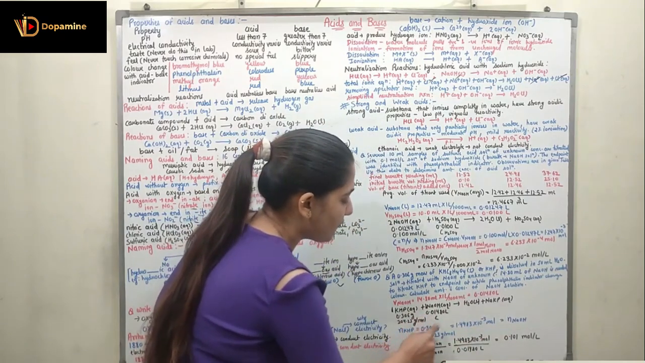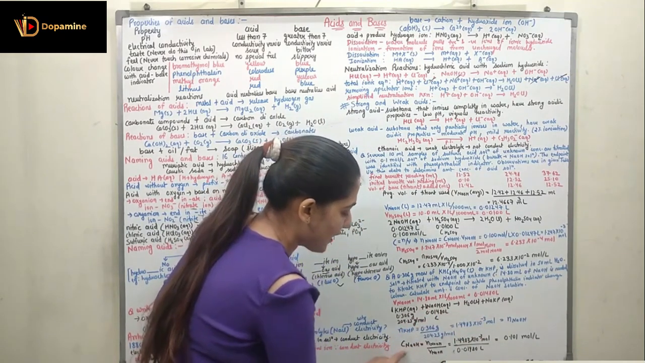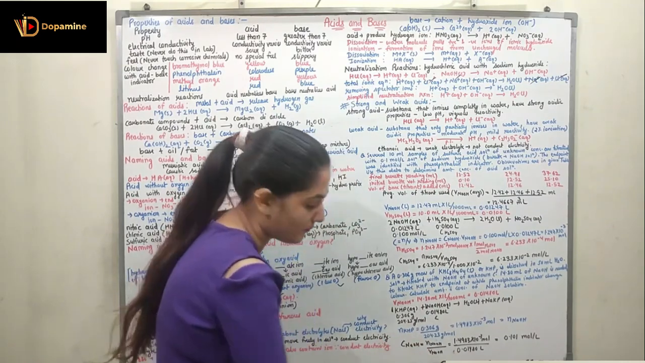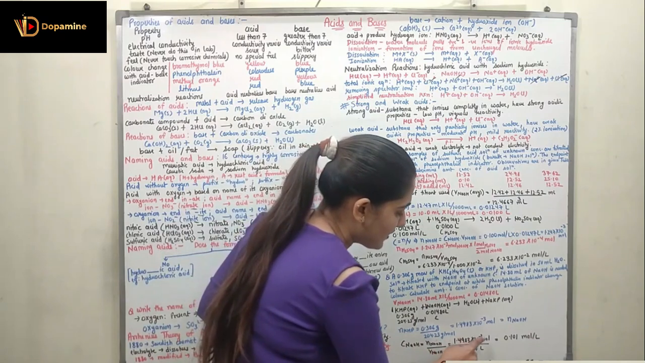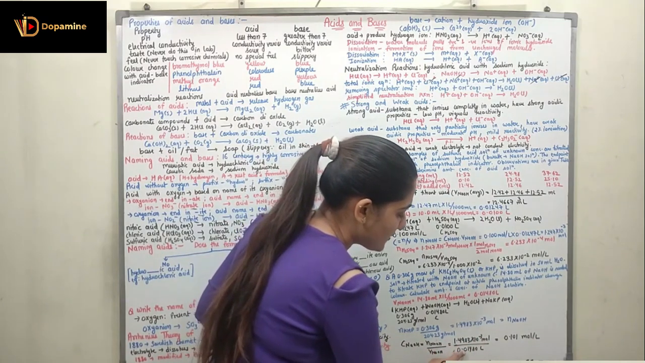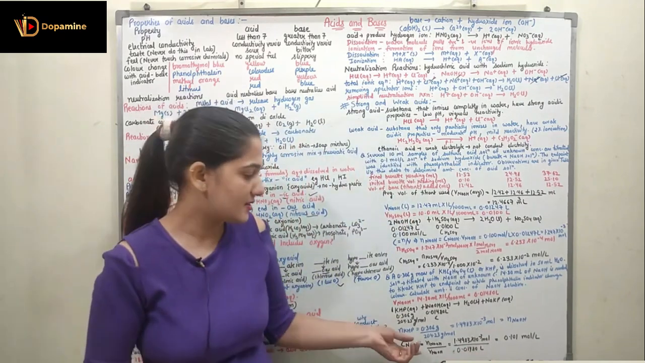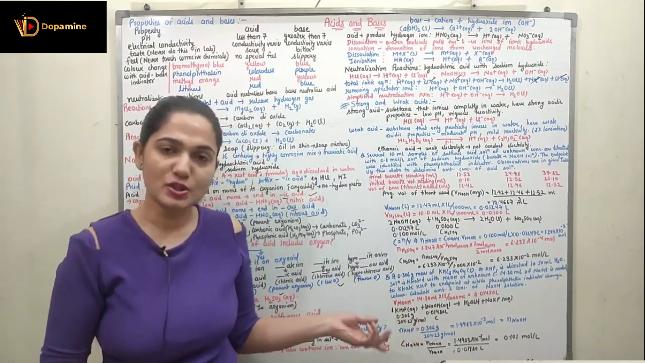The volume of the NaOH used was already given, so I can find out the concentration of NaOH as the number of moles of NaOH divided by the volume. So 1.4983 into 10 raised to power minus 3 mole divided by 0.01480 liter, which is 0.101 mole per liter. This is the concentration of NaOH used.